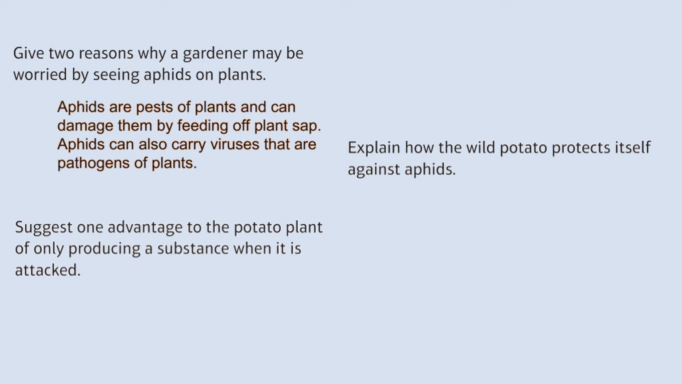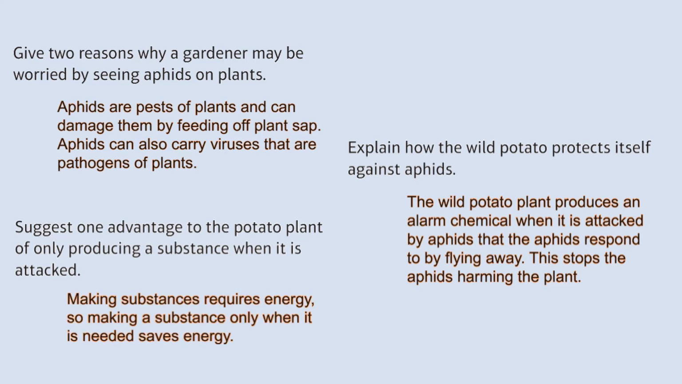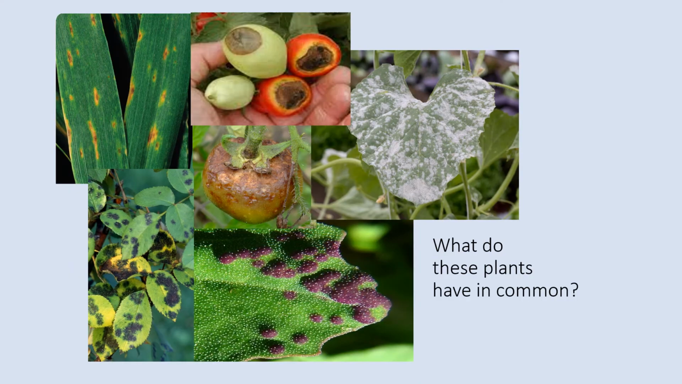How do wild potatoes protect themselves? Hopefully you remember this one. They produce alarm chemicals. Whenever they are attacked, they produce those chemicals which trick aphids into thinking they're being attacked, and obviously they fly away. And one advantage of potatoes only producing the substance when attacked comes down to reserving energy resources. There's no need to produce it if you're not being attacked. So let's move on.